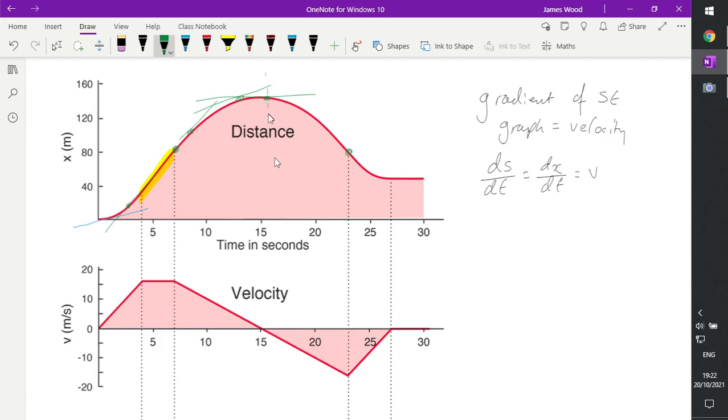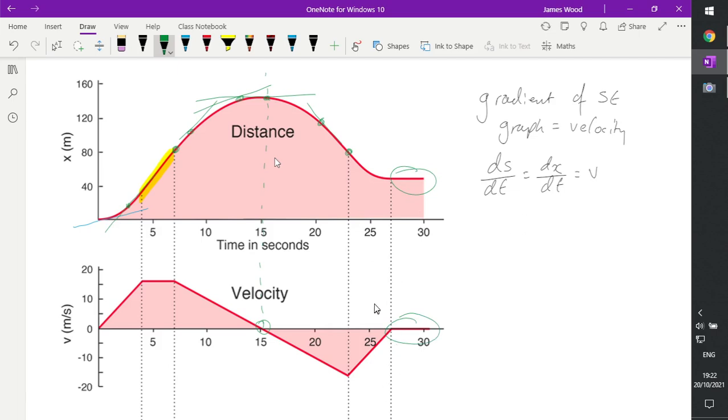And you can see this here, where my velocity is 0. So the gradient here is flat, so the gradient is 0. So my velocity down here is 0. And then after that, we get a negative gradient, so a downward slope. And you can see that the velocity is now negative. So this idea: the gradient of your distance time graph gives you your velocity time graph. In this last section, the gradient is 0, so the velocity is 0.